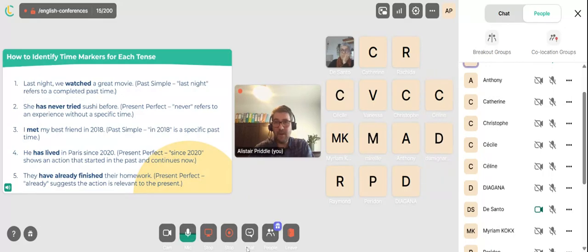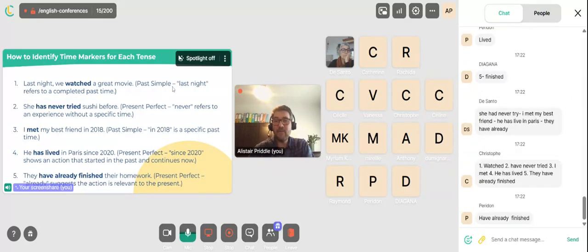And number 5, they have already finished their homework. Again, this is present perfect. Already suggests the action is relevant to the present. They have already finished their homework.